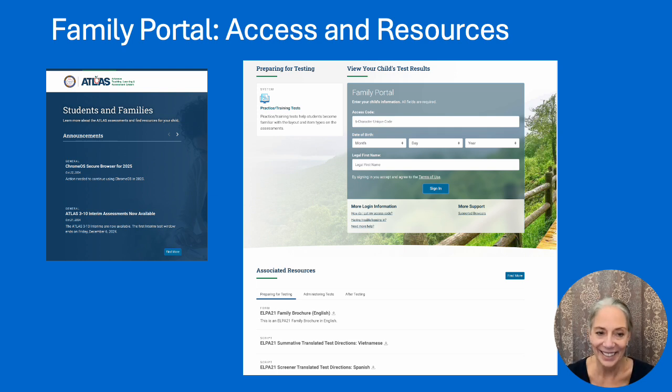By the way, there are also resources on this page, so don't hesitate to avail yourself of these additional resources. Also ways to get translations for families who are English speakers of other languages or may not be speaking English and need a translation.